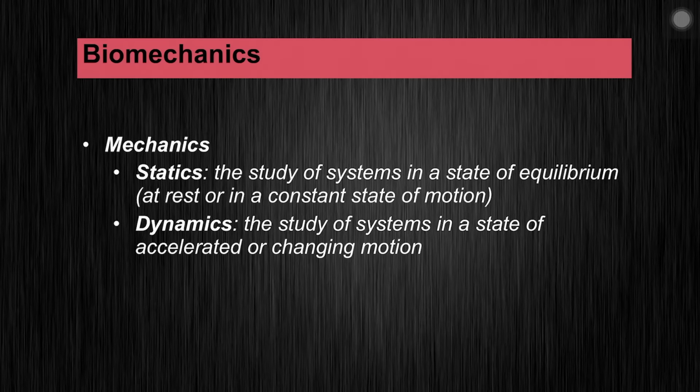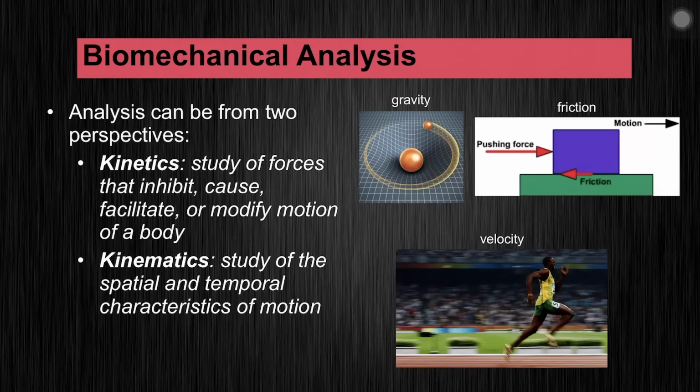So when we perform a biomechanical analysis, and we'll do that later in this course, in other videos, we can perform it from two different perspectives. The first is kinetics, and this is the study of forces like gravity or friction that inhibit, cause, facilitate, or modify motion of the body. So what is the effect of gravity on a javelin that you're throwing? Or what is the effect of friction on artificial turf as compared to grass?